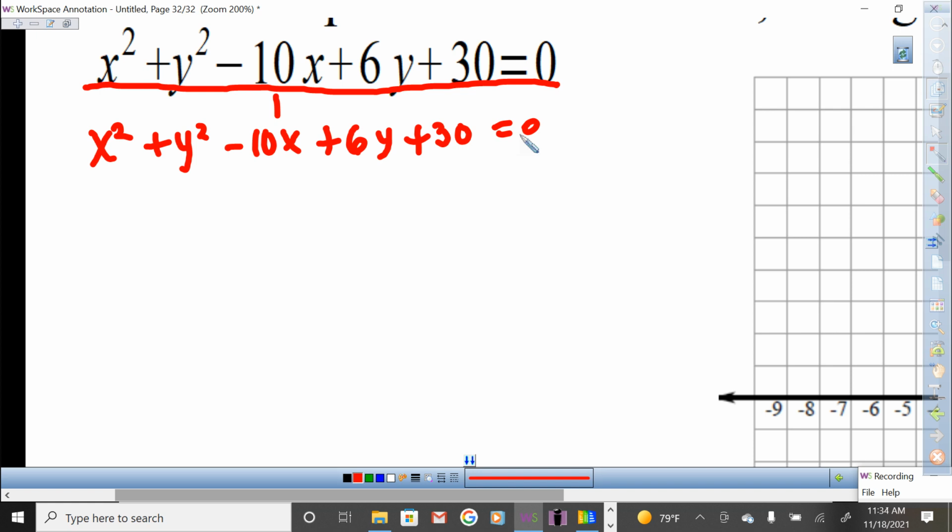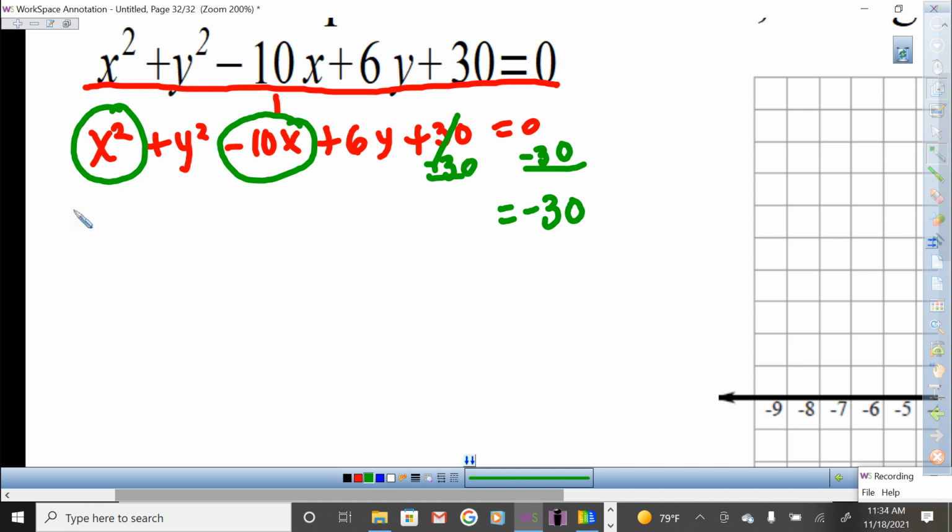So now your noodle's already on autopilot. Yes? That means my next step is what, Adrena? Subtract 30 to both sides. Yes, subtract 30 to both sides. Hold on. So on this side I get negative 30. Yes? Now check this out. This side, I'm going to group like variables. So I have x squared minus 10x.